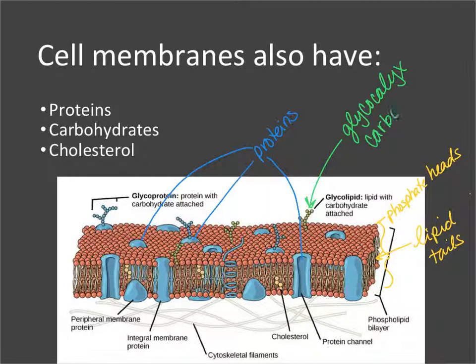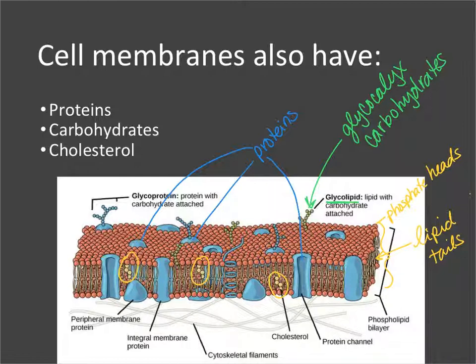But the glycocalyx is primarily made up of carbohydrates, also linked to some other material. So for example, a glycolipid is a carbohydrate that is attached to a lipid. And a glycoprotein is a carbohydrate attached to a protein. And then we'll also talk about this substance known as cholesterol. And so you can see these little cholesterol molecules embedded in the phospholipid bilayer here as well.